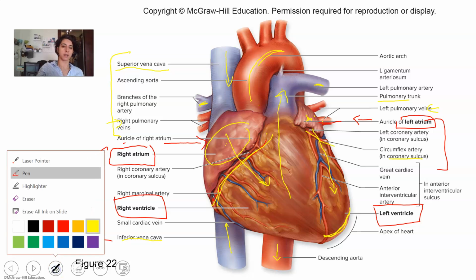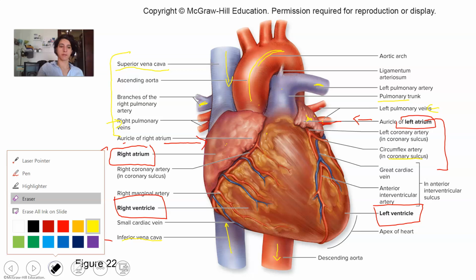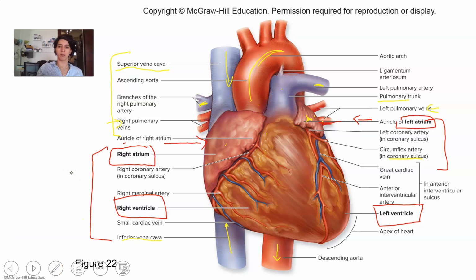Okay, so we discussed that if you want to look for a landmark that separates your atria from your ventricles, let me erase some of these marks here. If you want to find a landmark that separates your atria from your ventricles, it would be this one right here, right? That is our external landmark that separates atria and ventricles. It's called the coronary sulcus.